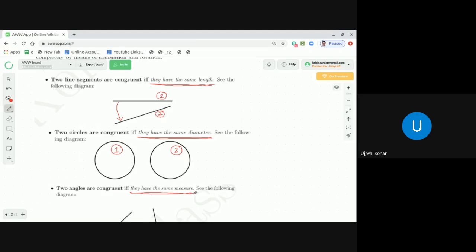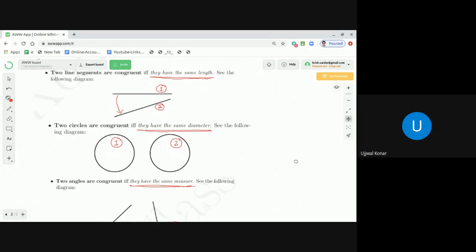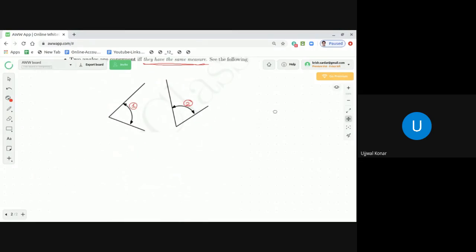Okay, so these are the three different conditions you see for what is required to be congruent, which are required to satisfy the congruency, and it depends on the kind of objects we are dealing with, whether two line segments, two circles, or two angles. In a similar manner, dear students, we can say when two polygons are congruent. And that is a very important topic.